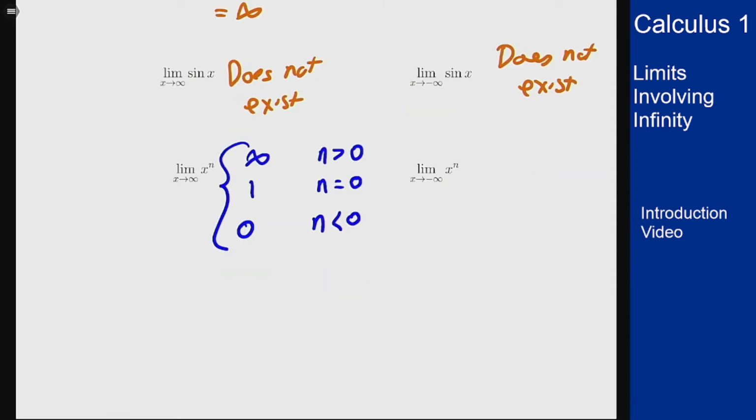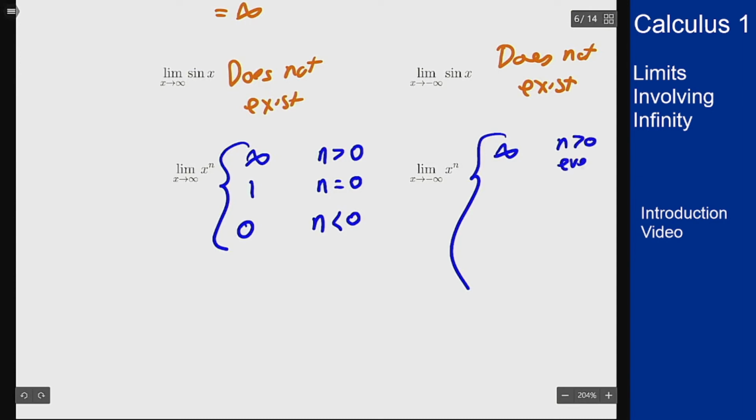For x going to minus infinity, the idea is similar, but it's a little more complicated. We have positive infinity if n greater than 0 and even. As for even powers, that graph will go up as it goes towards the left. It's minus infinity if n greater than 0 and odd, because for odd powers, you'll keep your sign and go down. And then, again, it's 0 for n less than 0, because again, we're taking 1 over a bigger and bigger number. Whether it's positive or negative, I don't care. It's still going to go to 0.